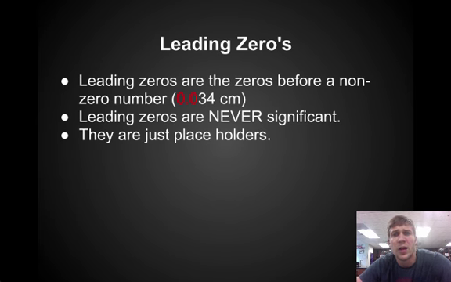So leading zeros are before a non-zero number. So for example, in 0.034, those first 2 zeros are leading zeros. They're before the 3, which is a non-zero number. Leading zeros are never significant. They just hold the place of the measurement that we're using.